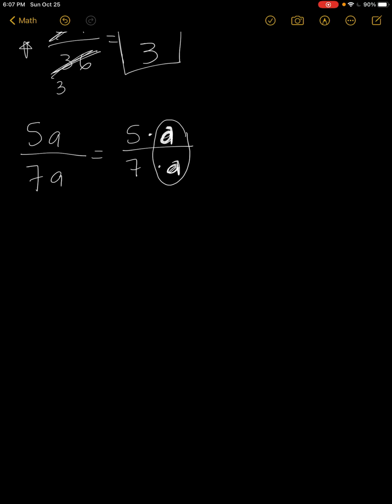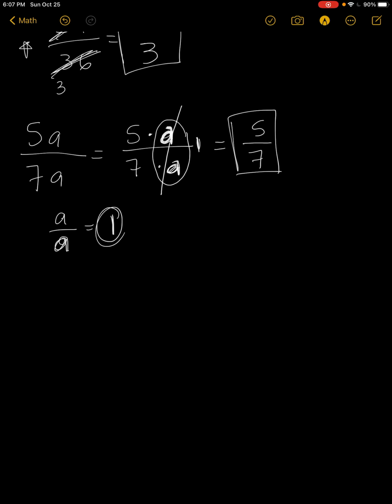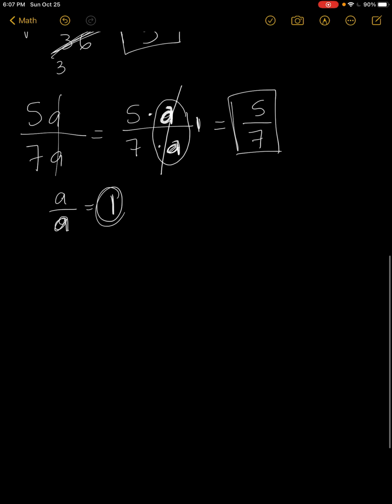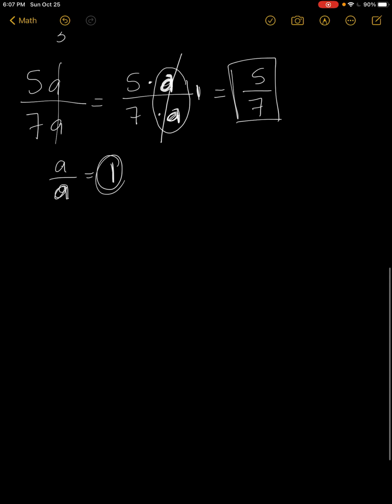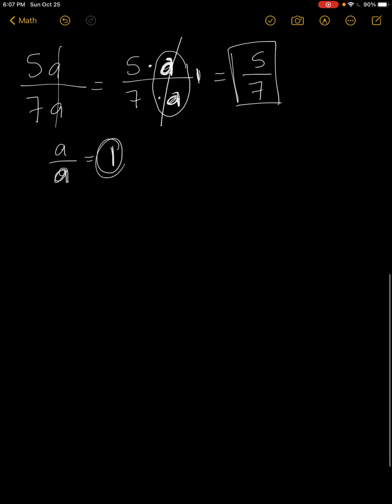A is just a number, and we have the same number over itself. And what is the same number over itself? 1, right? So we can actually cancel this out, and it just leaves us with 1. 5/7 times 1 is just 5/7. So you can see we actually just canceled those a's out. A over a is 1. We divided them out. I shouldn't say canceled. We didn't make it 0 or anything. We just know a number divided by itself gives you 1.